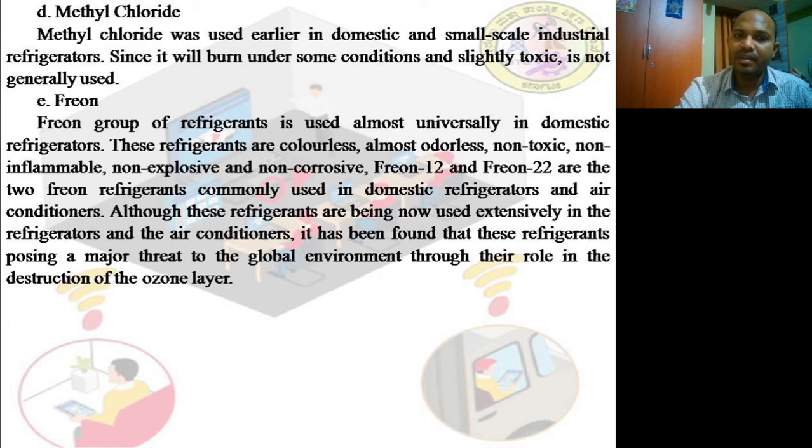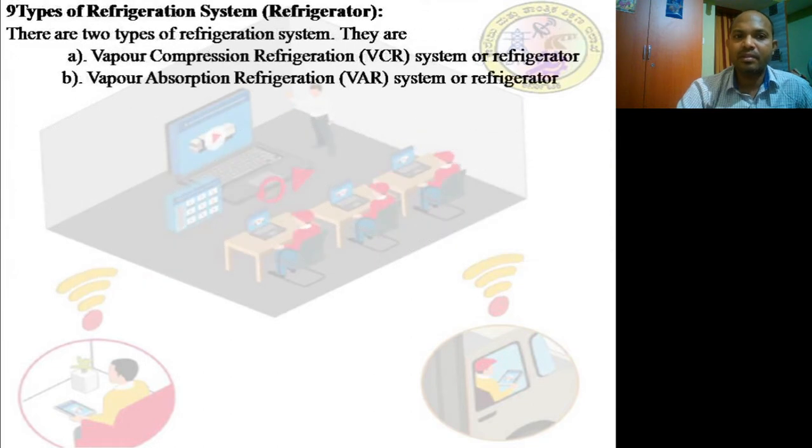Although these refrigerants are now used extensively in refrigerators and air conditioners, it has been found that they pose a major threat to the global environment through their role in the destruction of the ozone layer. This is the actual situation.